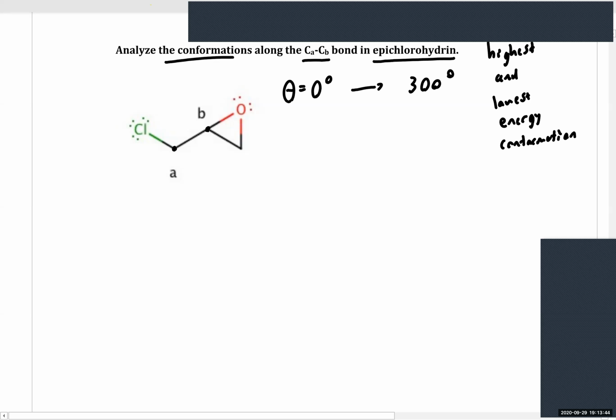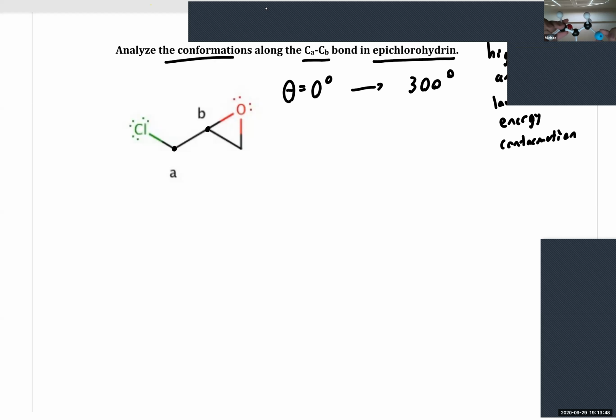So just to help everyone along, let me flip it around to make it easier for you. This is what epichlorohydrin looks like. If you're looking down one of your carbon-carbon bonds, this is what you would see for epichlorohydrin.